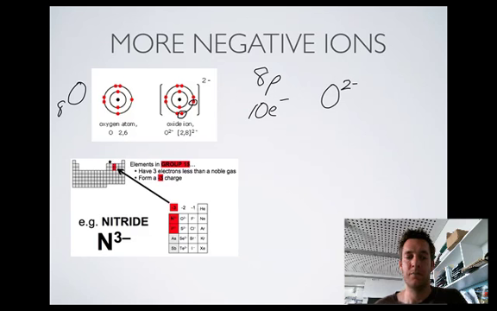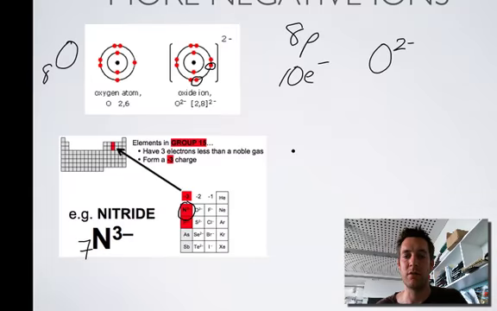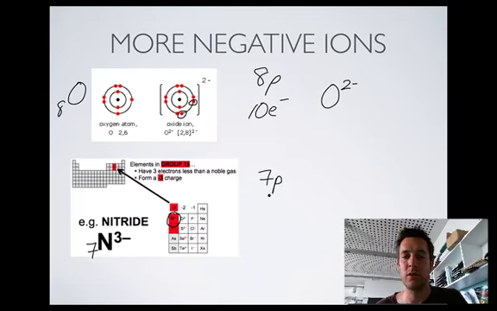Nitride ion. Nitrogen, we'll find it here in the 15th group of the periodic table. We'll see soon how we can tell how many electrons are in the outer shell as a result of that, but let's just keep it simple for now. Nitrogen has an atomic number of 7. So it's got 7 protons. That means it's also got 7 electrons whilst it's an atom.